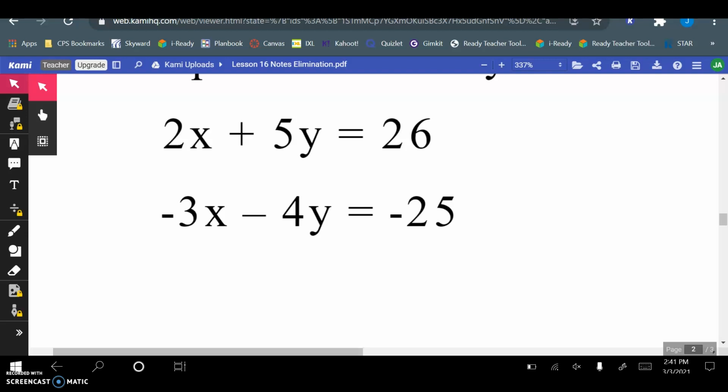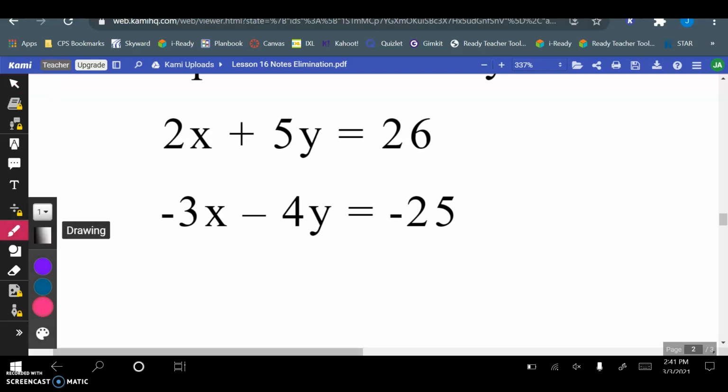So I have to decide, do I want to make the x's into 6's or do I want to make the y's into 20? So I'm going to pick the x's because 6 is a smaller number. You're going to get the same outcome if you picked the y's and made them 20. You're just going to have to work with bigger numbers. All right, so in order to make this 2x a 6x, I'm going to have to multiply it by 3. And in order to make the bottom one a negative 6x, I'm going to have to multiply it by 2.